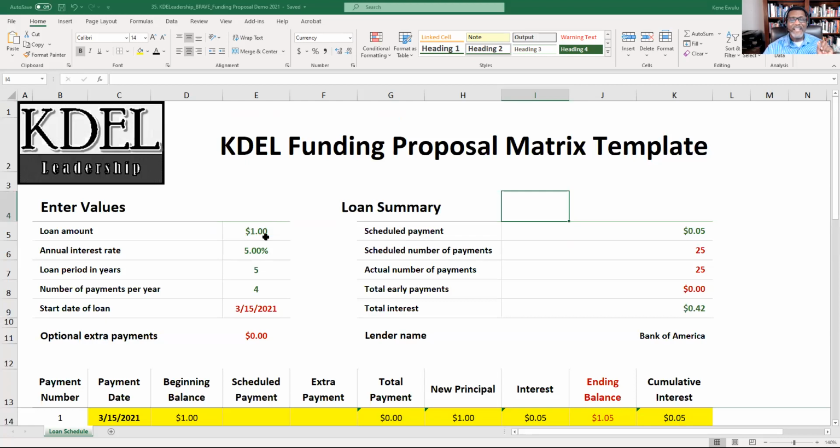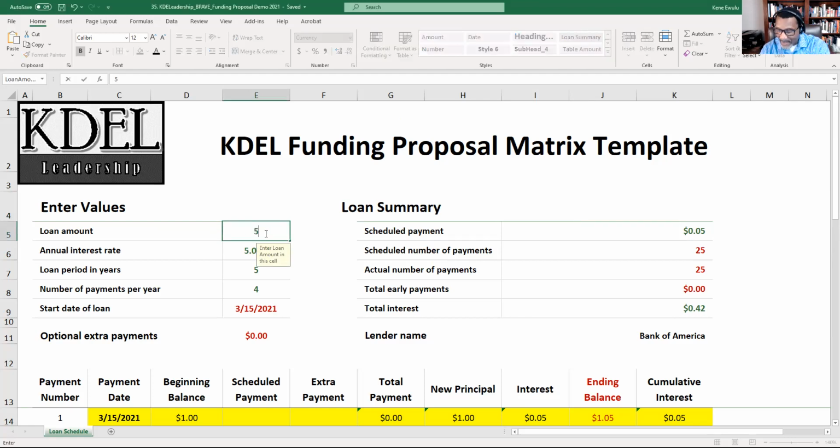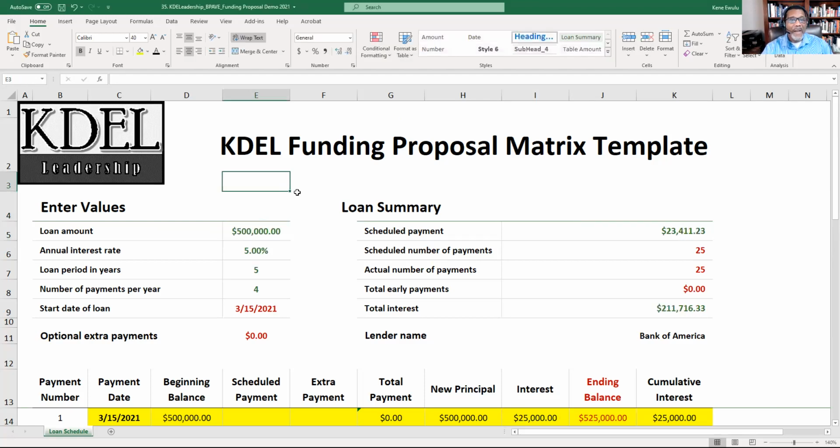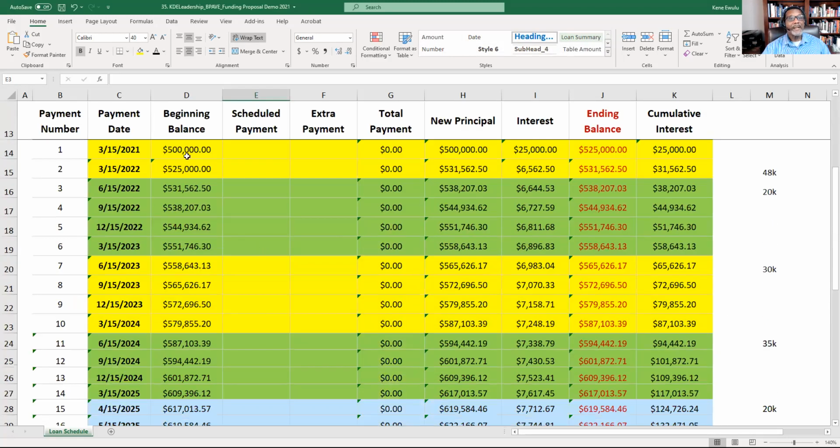For instance, let's just say that I'm asking for $500,000. I'm going to use the dollar currency. For those of you in Europe, you can use the euro or the German mark, the Nigerian naira, the Ghanaian cedi, whatever it is, the krone, the French francs, whatever works for you, go ahead and use that. But the loan amount I want to put in here is 500,000. So if I put in 500,000 at 5% annual interest, see what happens here.